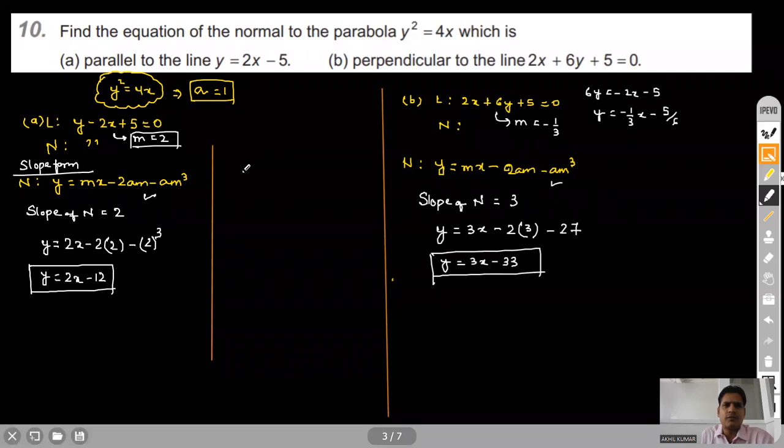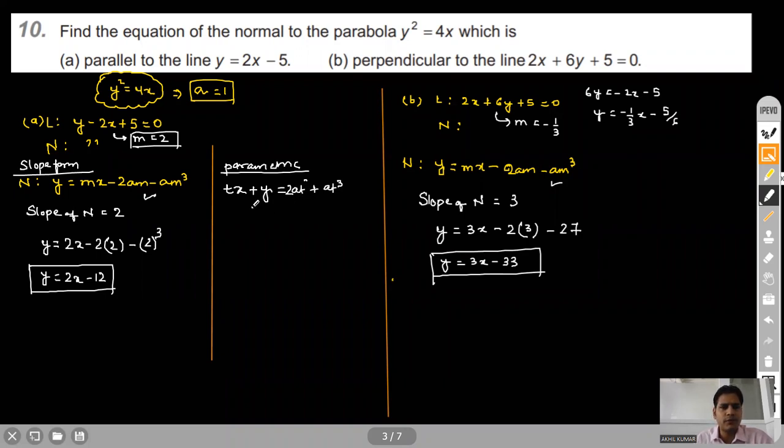This was the equation in slope form. Let me write it in parametric form. I'm just doing this to show you that there will be no effect on the final answer. So how do we write the equation of the normal in parametric form? It's basically tx plus y is equal to 2at plus at cube. If I'm not wrong, this is the equation of the normal in parametric form.